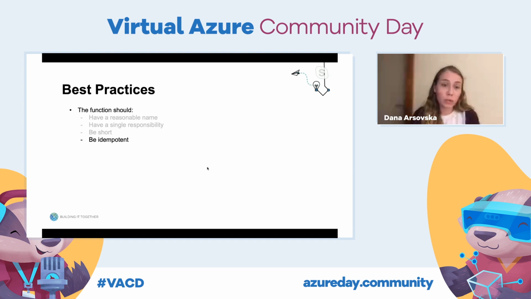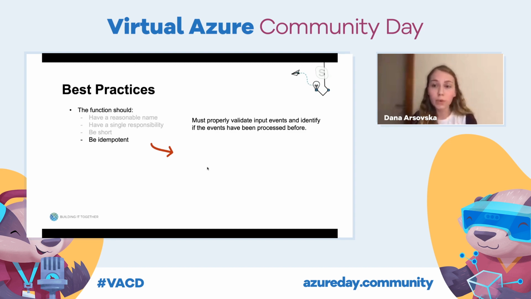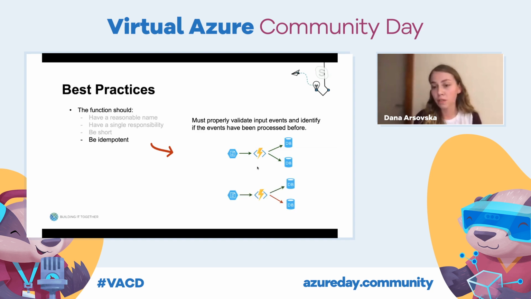The function should be idempotent. This means that for every input event you're getting, you must identify whether it was processed before or not. Let's look at a simple scenario. We have blob storage that triggers an Azure function, and this Azure function then writes into databases. We need to think about what will happen if one of these two writes fails. What if we successfully write to the first database, but we fail to write to the second database?